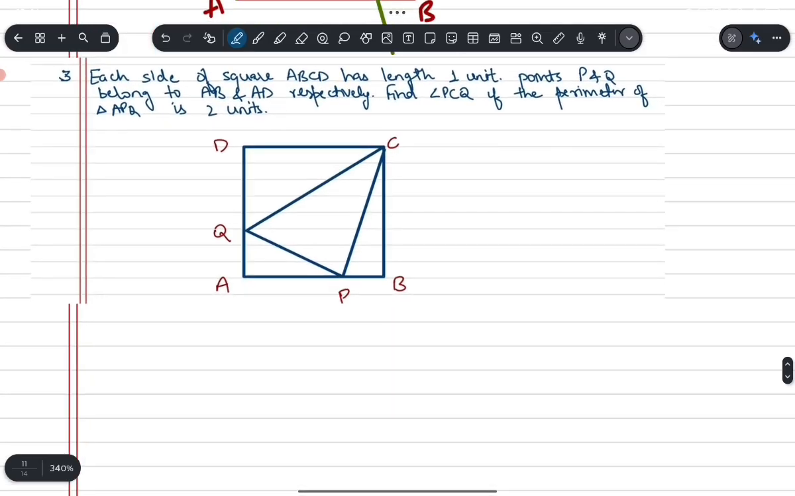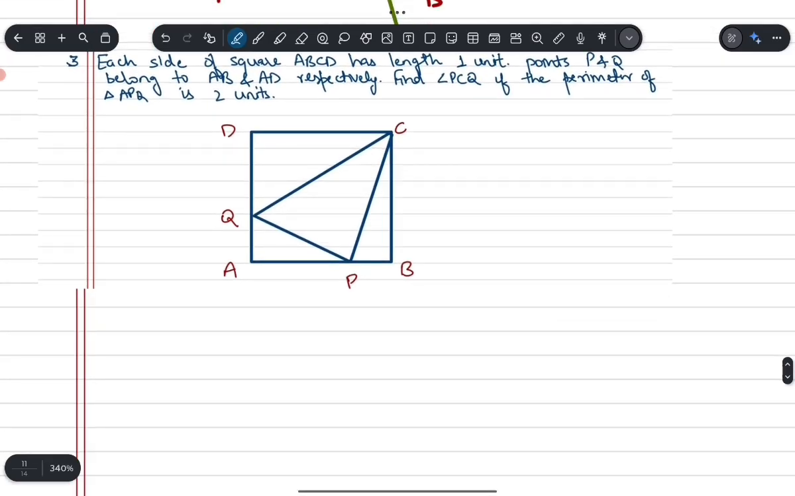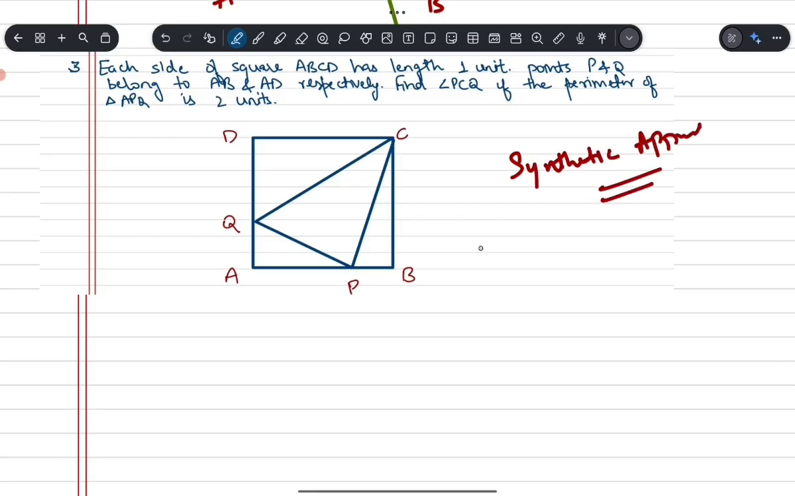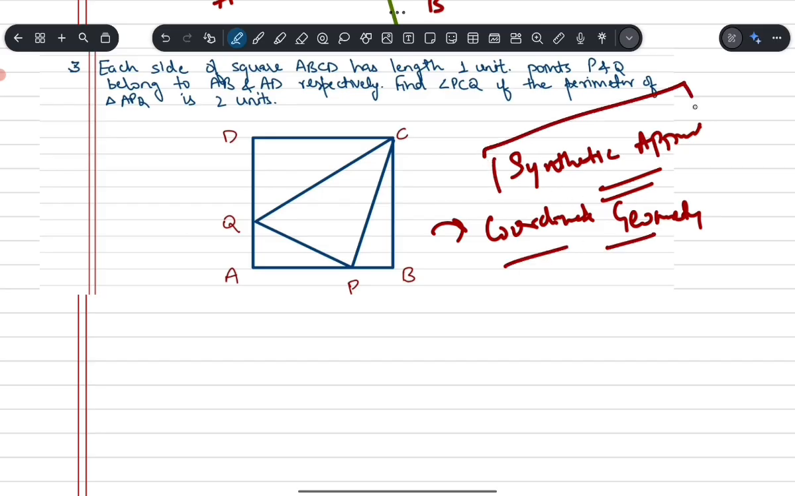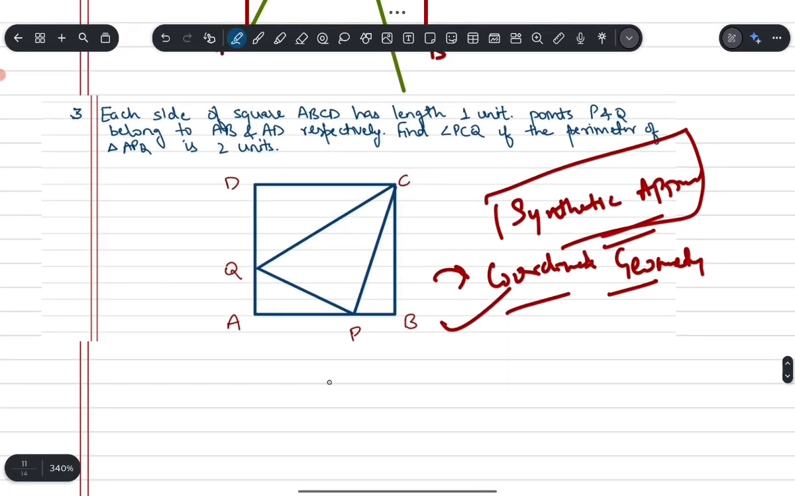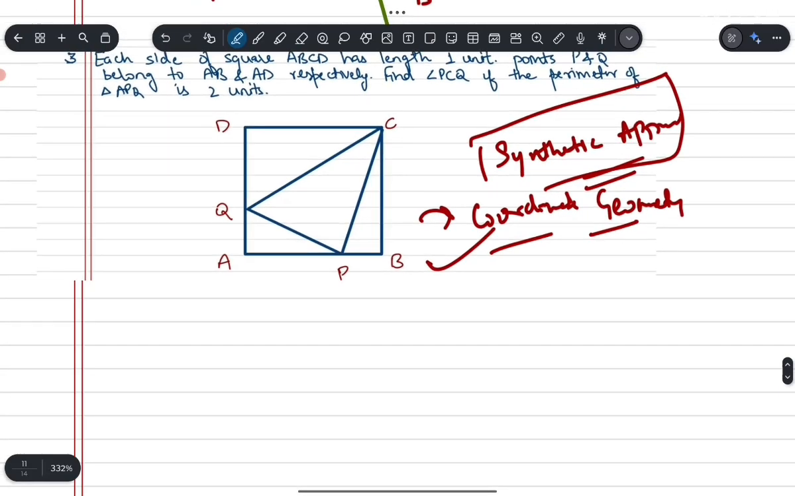Here's the problem. You can pause the video and try on your own. I'll recommend you to try this using synthetic geometry approaches. We can approach this problem using coordinate geometry as well, which we'll be doing today. And of course, at first I'll tell you this one, and then the second approach. So yeah, let's begin. This is the problem that we are given. We are provided with a unit square.